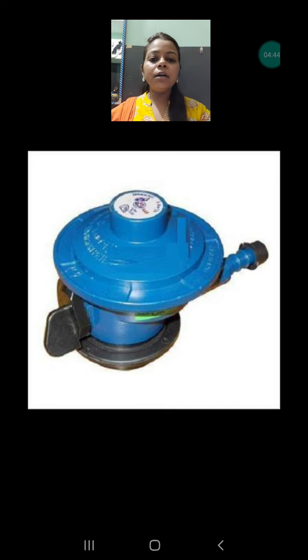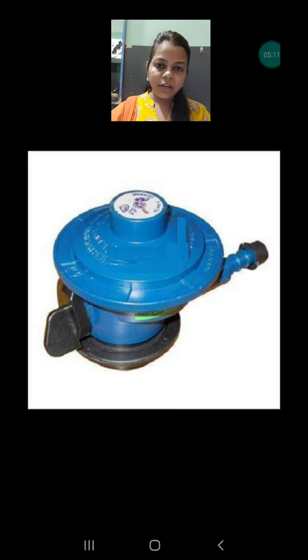And the third step you have to take. Actually, third step, not third precaution, you have to take is, don't light the lighter or matchstick, or don't switch on the fan or light anything, because a single spark can cause a great fire, and you can damage a lot of things. It can be very, very dangerous.